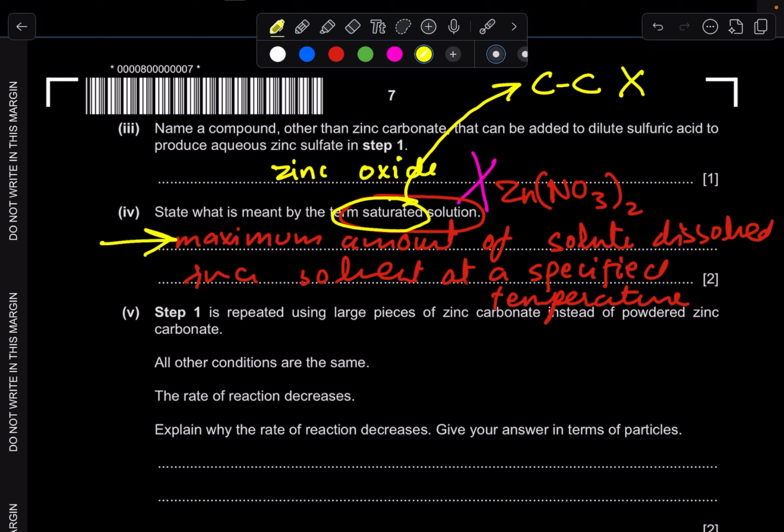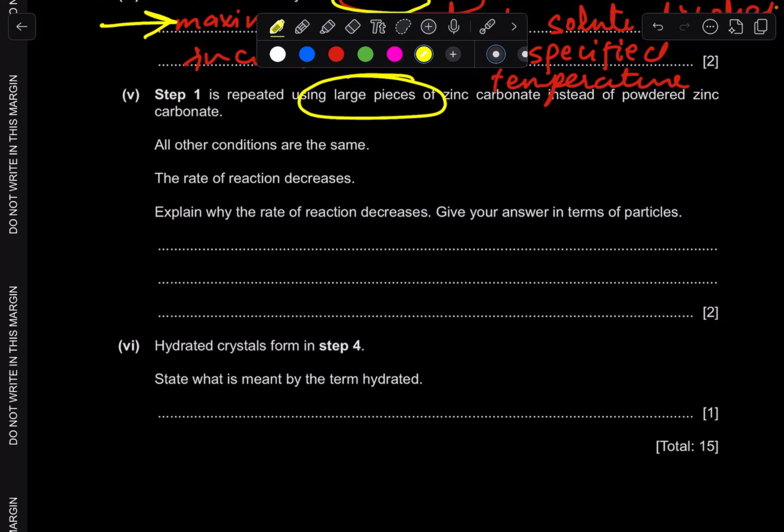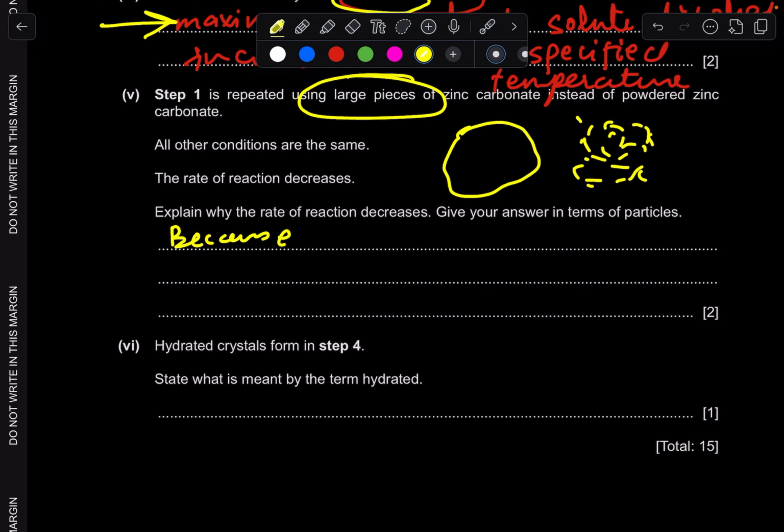Step 1 is repeated using large pieces of zinc carbonate instead of powdered zinc carbonate. Okay, so if you're using large pieces, you know your rate of reaction is going to be slow. Explain why the rate of the reaction decreases. Because large pieces are going to have less surface area. Otherwise, if you have powdered zinc, this is going to have much more surface area. Write less surface area. Okay, I'm just writing.